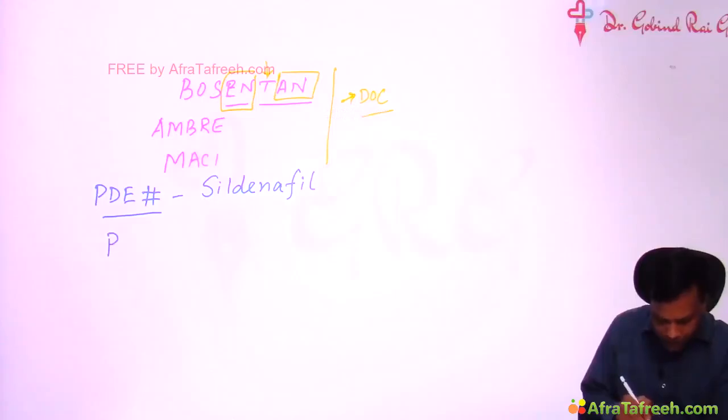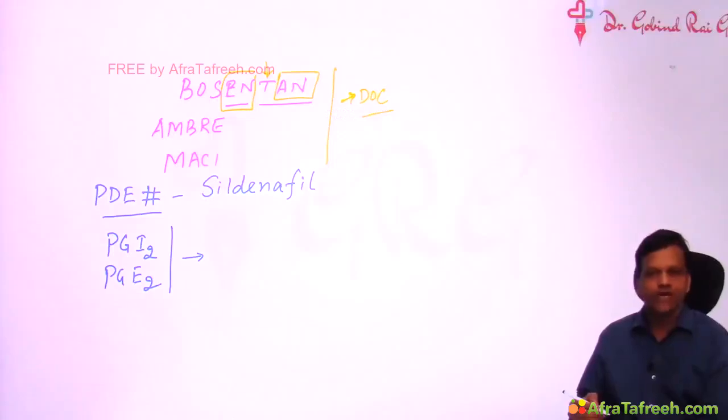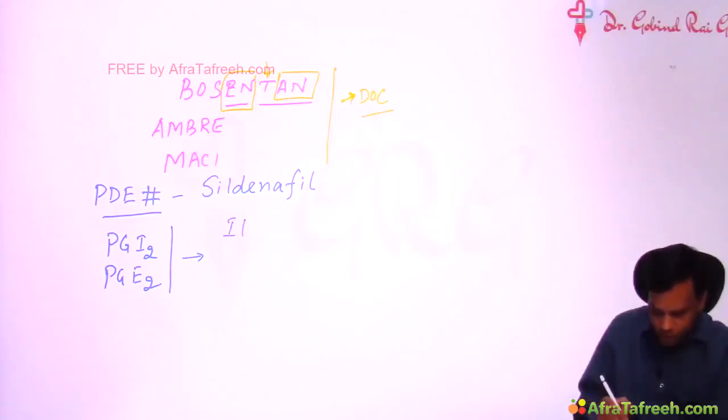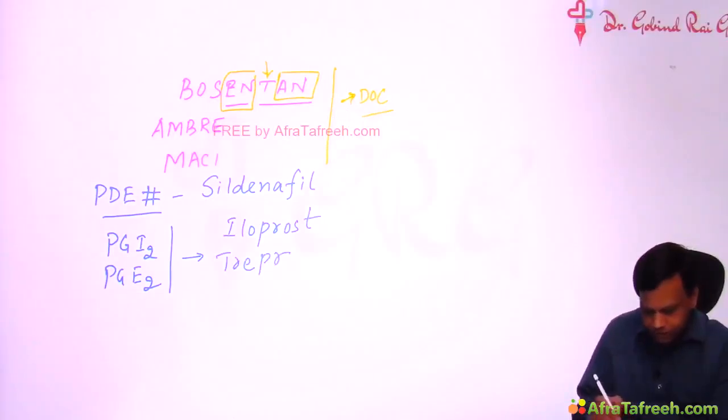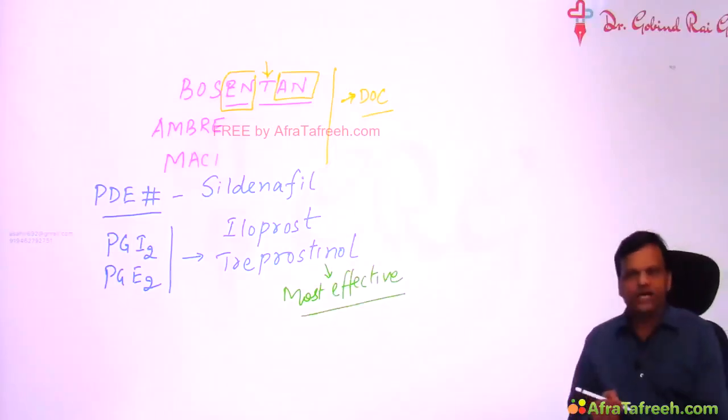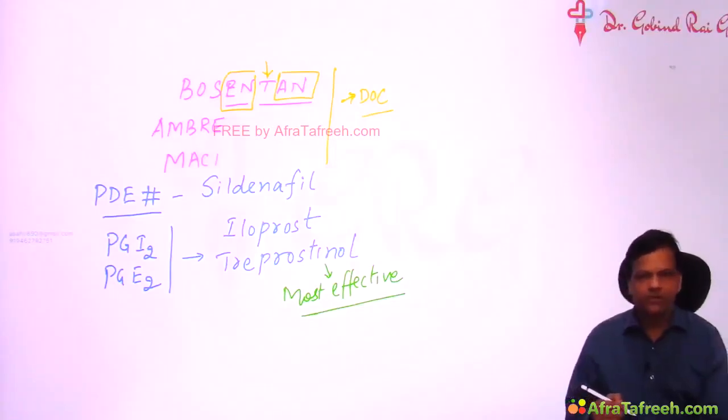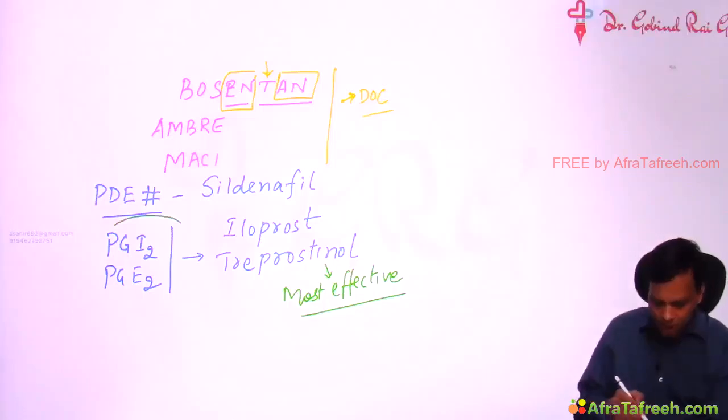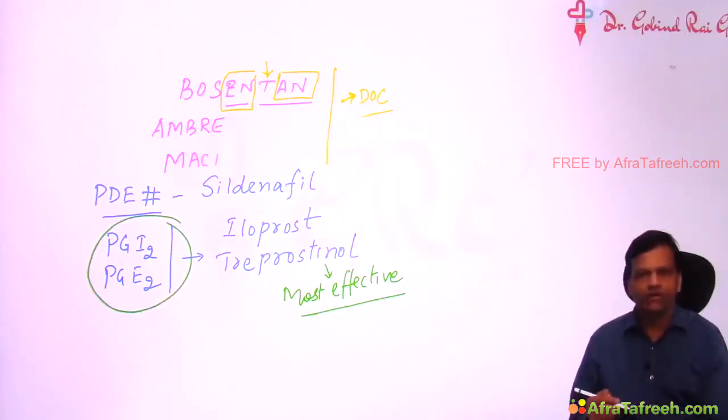Then we developed prostaglandins like prostacyclins or even PGE2. They can also cause vasodilation in the pulmonary artery. So drugs like iloprost, treprostinil can also be used in pulmonary artery hypertension. These prostaglandins have been found to be the most effective drugs for pulmonary artery hypertension. The most effective drugs are prostacyclins, but these drugs cannot be given orally.